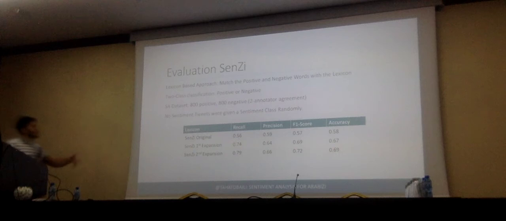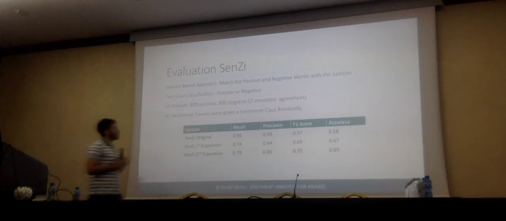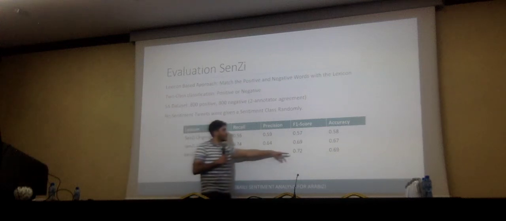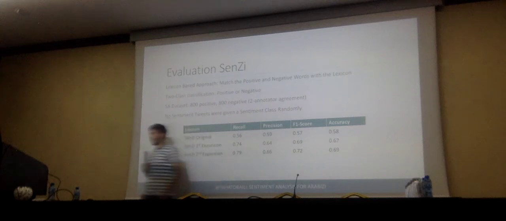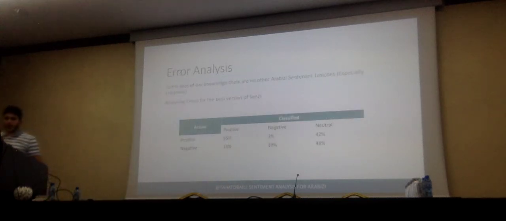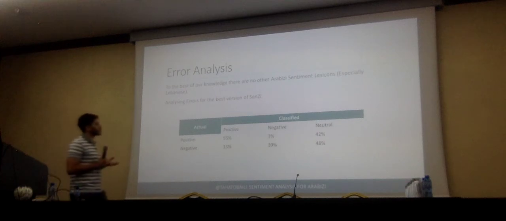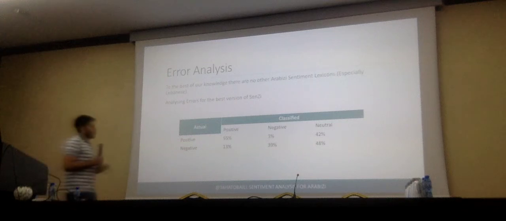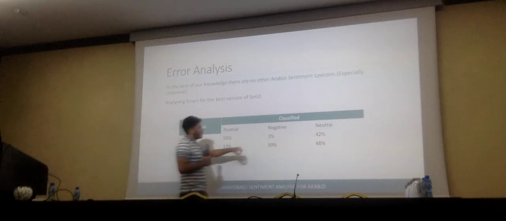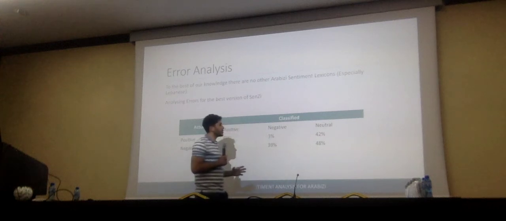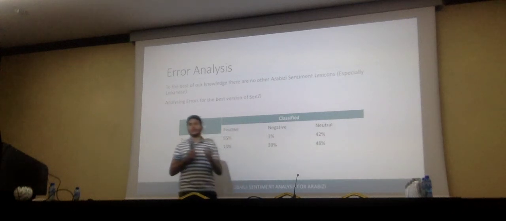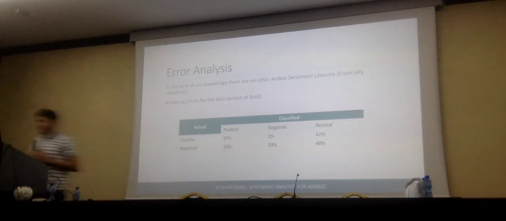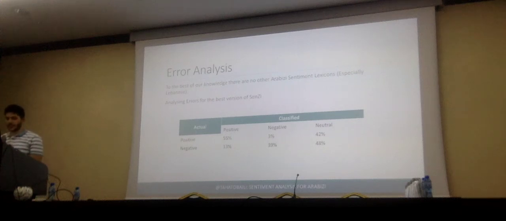We did the same evaluation, lexicon-based sentiment analysis over the same data set that we tested it on before, and we had a significant increase in the F1 score by 15%. But also, there's nothing to compare our work to, so we did a deeper error analysis. We found that the majority of the errors were tweets classified as neutral, though they are either positive or negative.